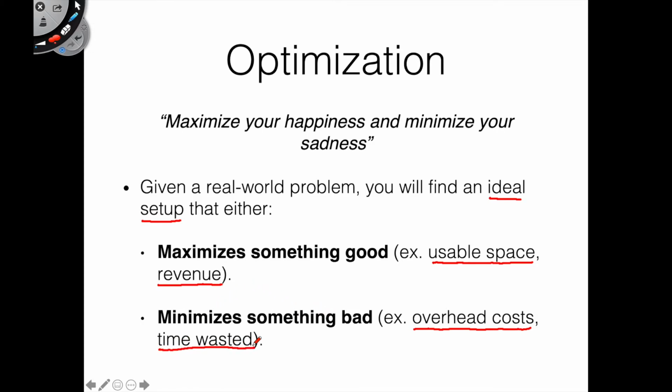For example, if you have a product that's in high demand, you want to get it out to the people as fast as you can, so you want to minimize the amount of time. So basically the whole essence of an optimization problem is we're going from a real world setup, and we're trying to find some final solution that will maximize or minimize some quantity that we want. That's basically the whole essence of optimization problems.